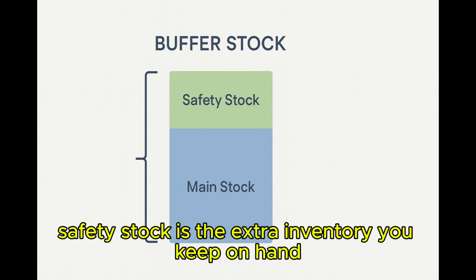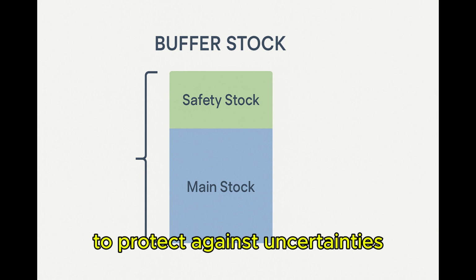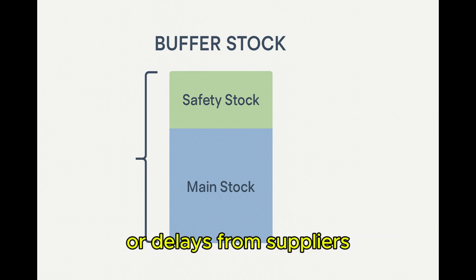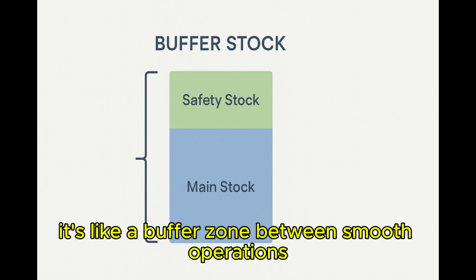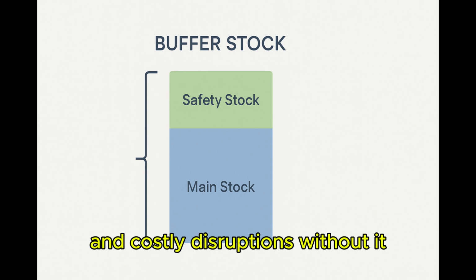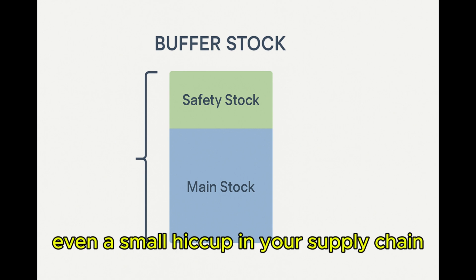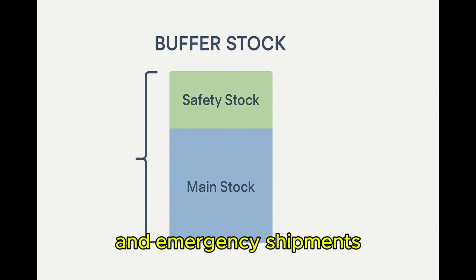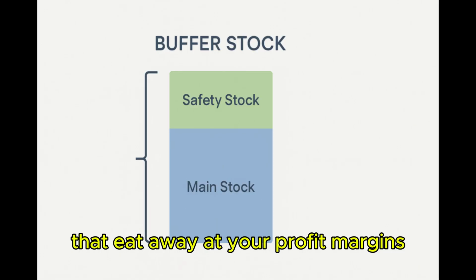Safety stock is the extra inventory you keep on hand to protect against uncertainties. Things like unpredictable customer demand or delays from suppliers. It's like a buffer zone between smooth operations and costly disruptions. Without it, even a small hiccup in your supply chain can mean lost sales, unhappy customers, and emergency shipments that eat away at your profit margins.